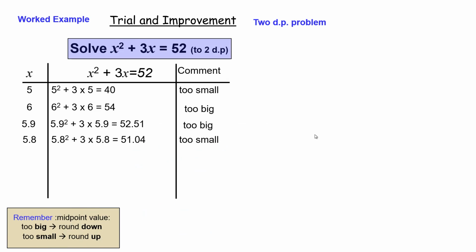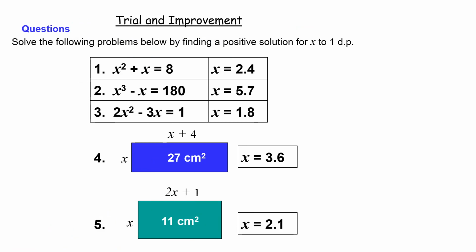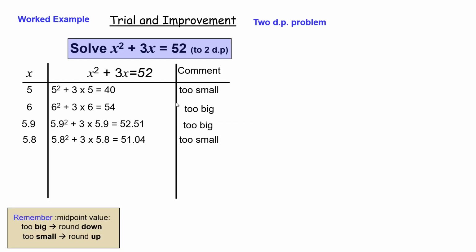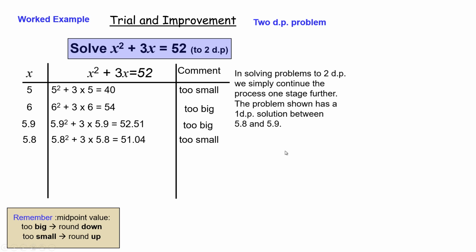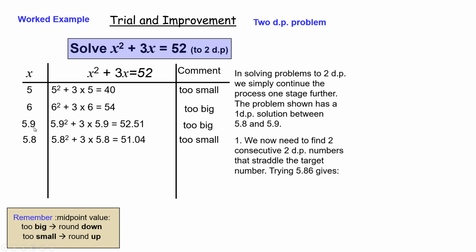Okay, so when we want to work to 2 decimal places, we have a similar sort of problem. Now this is the question we worked through earlier on the rectangle. This time though, we're going to be considering our solutions to 2 decimal places. So we got 5.9 and 5.8, and we know it lies in between them. Okay, so what we do is we need to find solutions between 5.9 and 5.8.